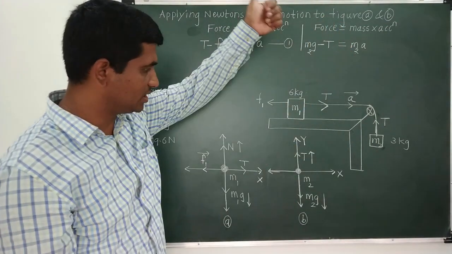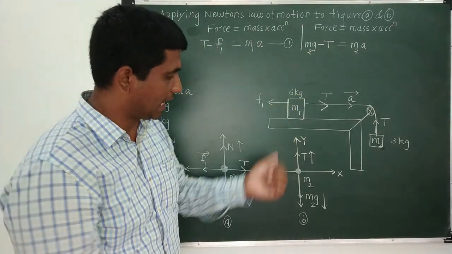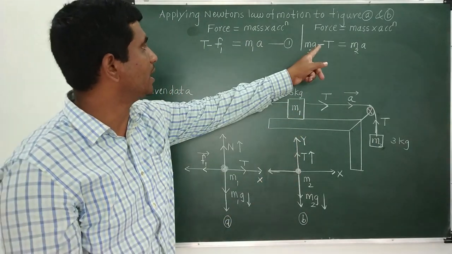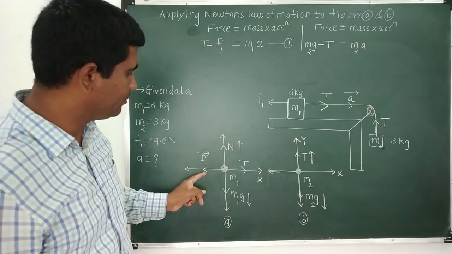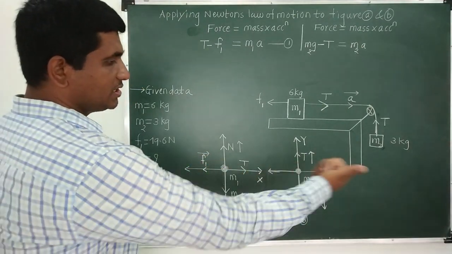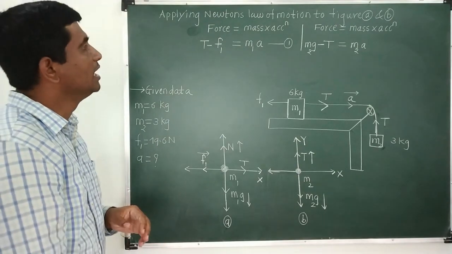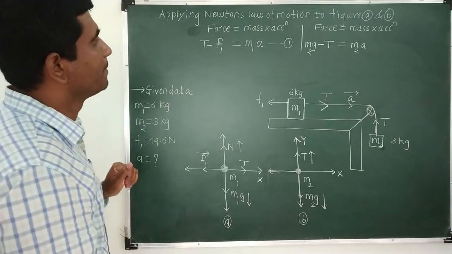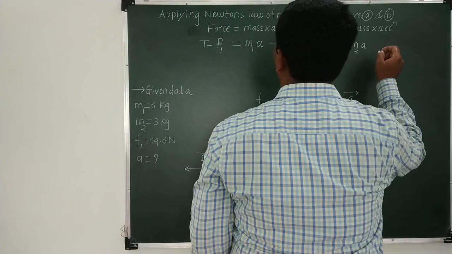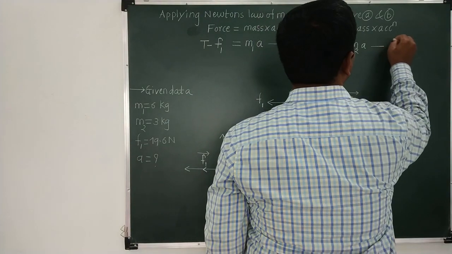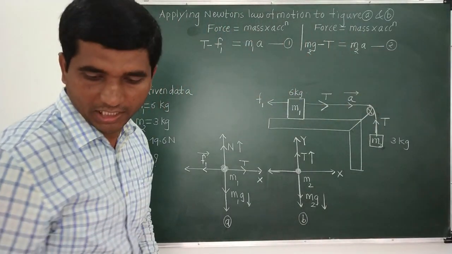Tension in the string is in the upward direction, and as they are in opposite directions, that is why I have given a minus sign. Same is the case over here. This is in this direction, this is in this direction, so opposite directions, that is why I have given it a negative sign. Now see, let us call this equation number 2.